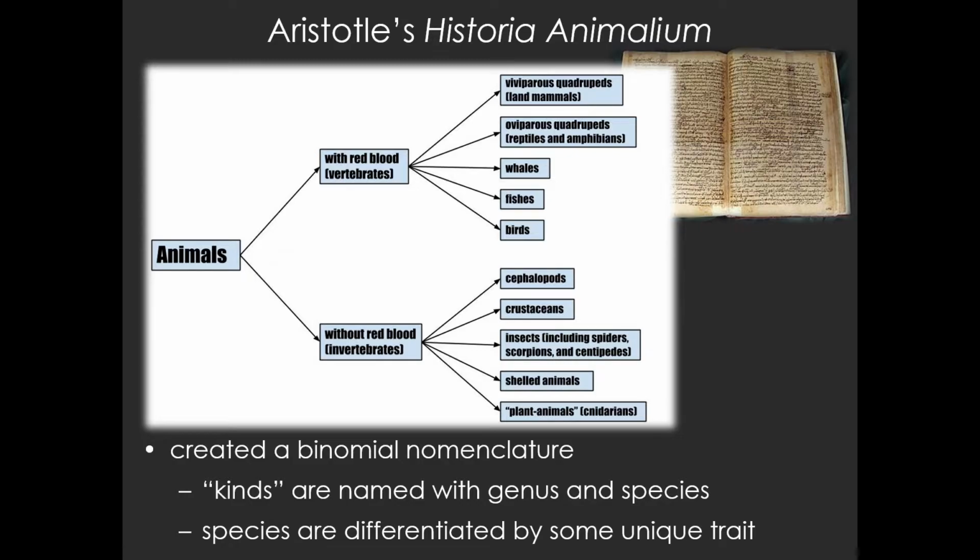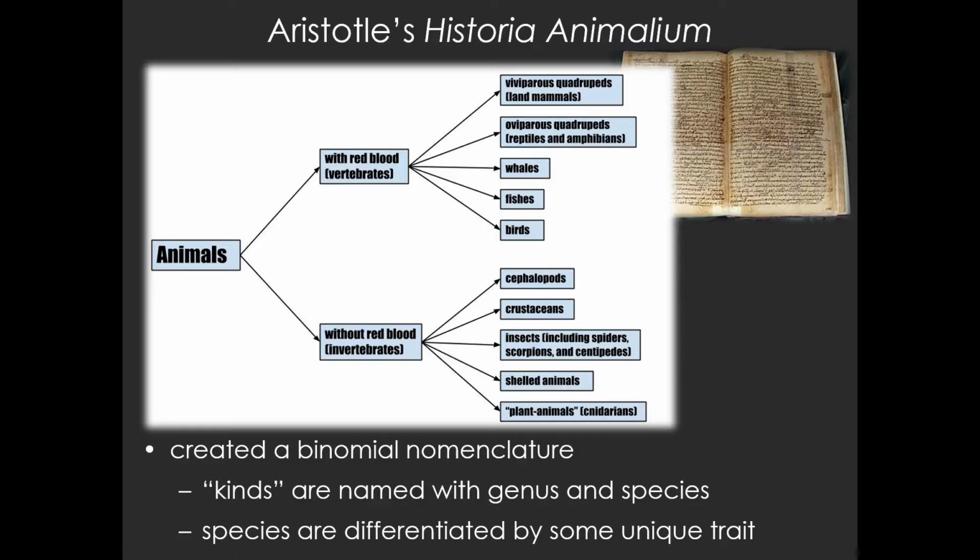It turns out that taxonomy, which is the science of naming organisms, has been around for quite a bit of time. In fact, Aristotle is the first person to have tried to create a taxonomic system. In the 4th century BC, he published something called Historia Animalium, in which he categorized animals. So he didn't take on all of the organisms on the planet, but he took on animals.